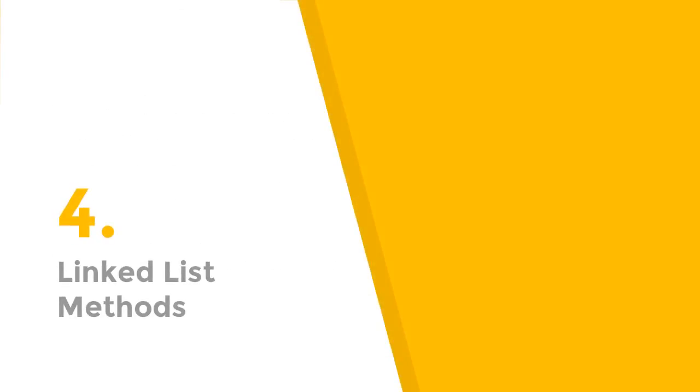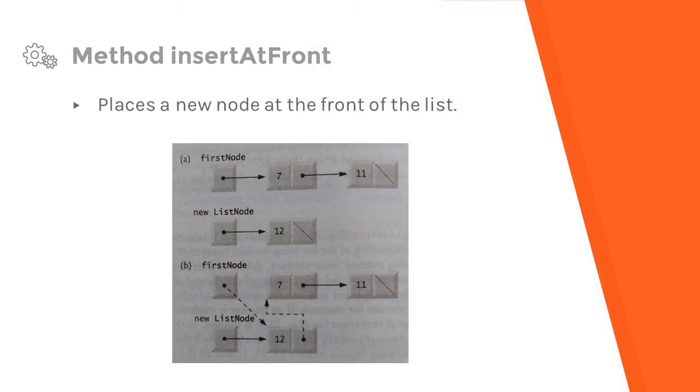Now let's discuss how insert and remove methods in linked list are manipulated using diagrams. Method insert at front places a new node at the front of the list. You can see the linked list has 7 as the first node, and the new node containing 12 needs to be added at the front of the list. In order to do that, the first node reference link needs to point at 12 and the reference link in 12 needs to point at 7, which was the first node previously. Rest of the nodes in the list remain unchanged.